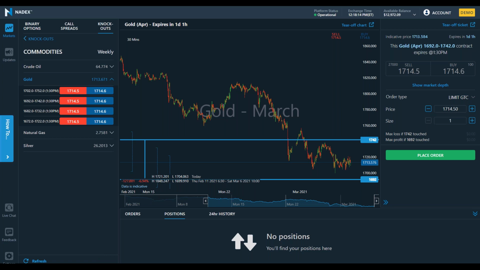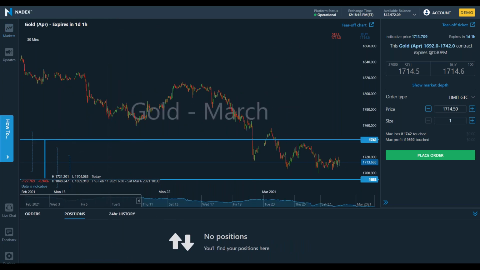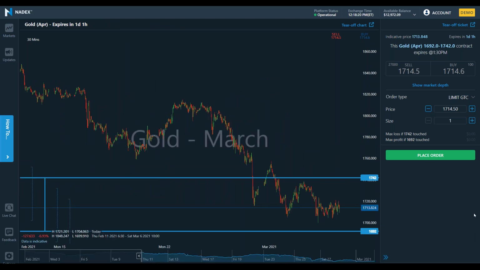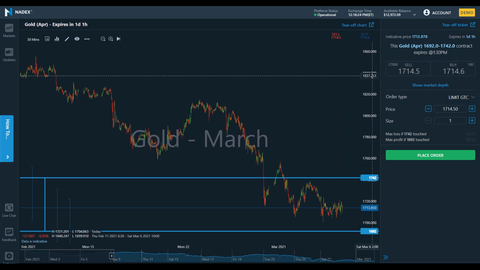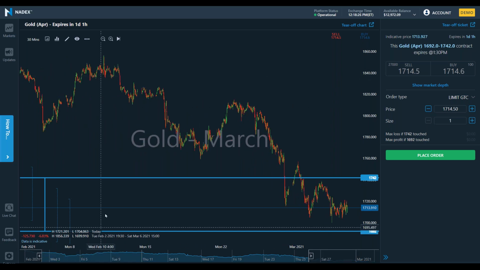I am just going to pick one randomly, and it will populate a chart. Now I'm going to hide this so that we can see the chart. I'm even going to minimize my positions pane so we can really get a good look at the chart. And this again is knockouts.